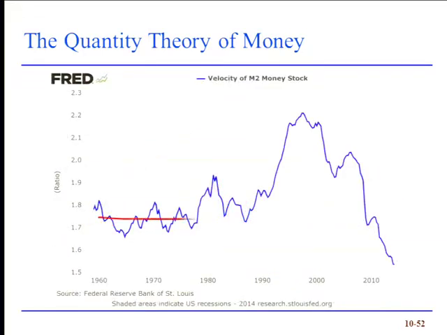So back in the 60s, 70s, we saw an average of about 1.75. It went up a little bit in the 80s to about 1.85. And then all of a sudden, we saw this big move up, and then back down, another bump up, and then down, a little bump up, and another big drop down.